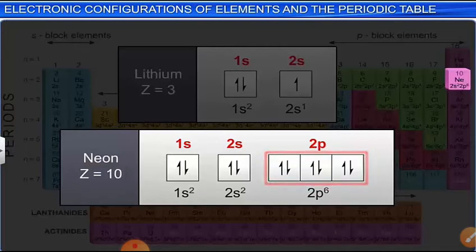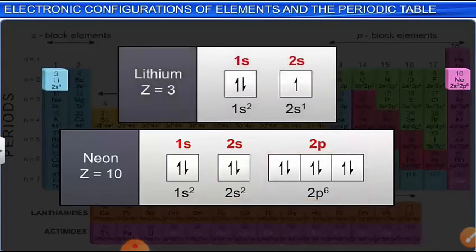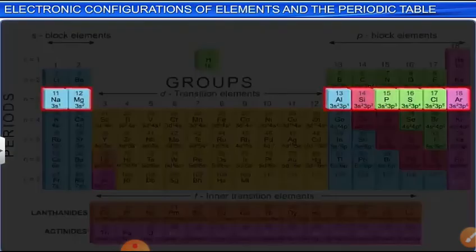So in the second shell, n is equal to 2. Electrons are entered in 2s and 2p. After 2s is filled, 2p will have electrons filled up. So from lithium to neon, the electrons are filled.